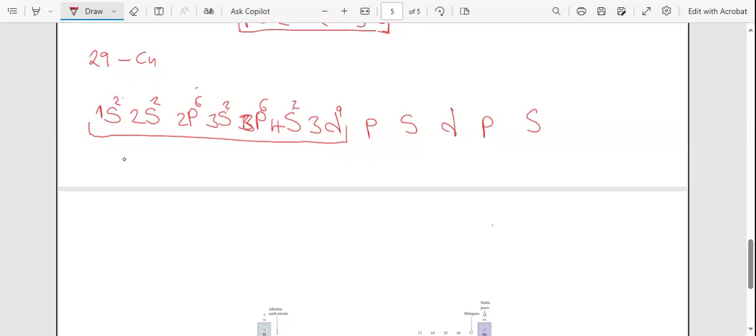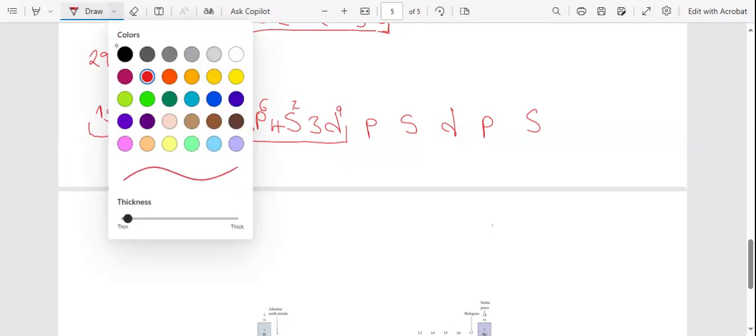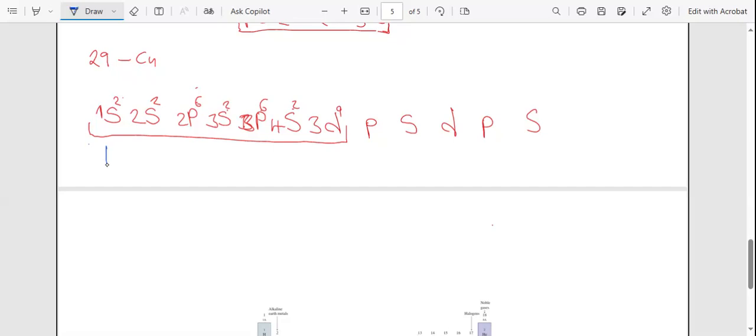So the final copper configuration is this: 1S2, 2S2, 2P6, 3S2, 3P6, 4S2, and 3D9. So now listen very carefully.